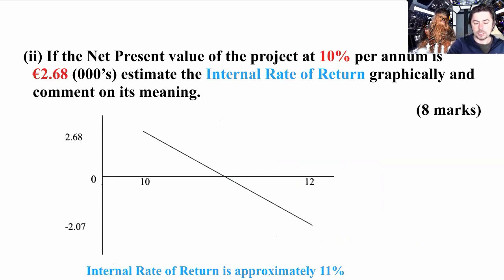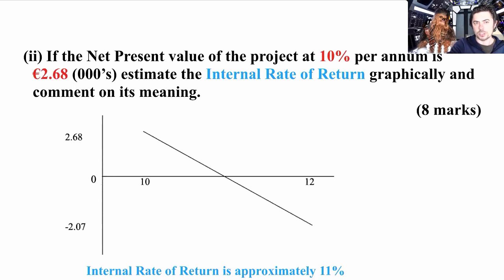When you calculate an internal rate of return, it's going to be based on a percentage, and it's going to be reflecting a percentage like the discount rate. The discount rate will give you either a negative net present value, or it could give you a positive net present value. You'll see in your previous example, the net present value at 12% gave us a negative 2,070 euro.